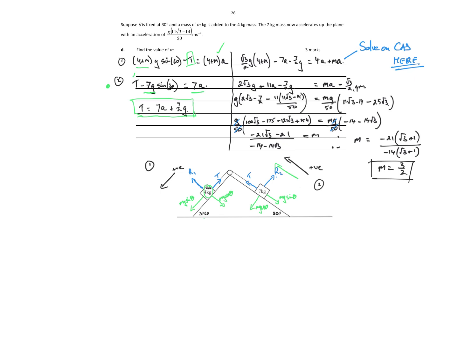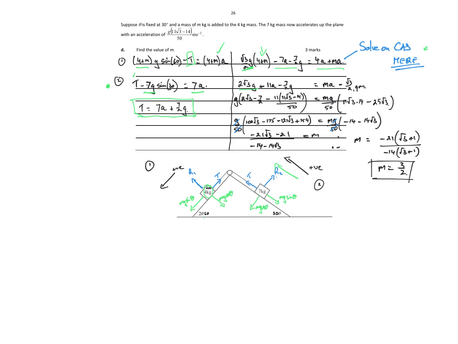So group some terms together. Sine of 60 is root 3 on 2, so there's my root 3 on 2 g times 4 plus m, minus T, which is minus 7a minus 7 on 2 g, equals 4a plus ma. If we needed to get an actual value, we could just rearrange it on our CAS, which is possibly what we would do here. If you just want to be a bit careful, 4 times a half is 2, so I get 2 root 3 g.